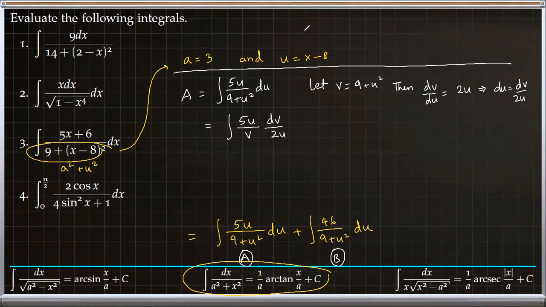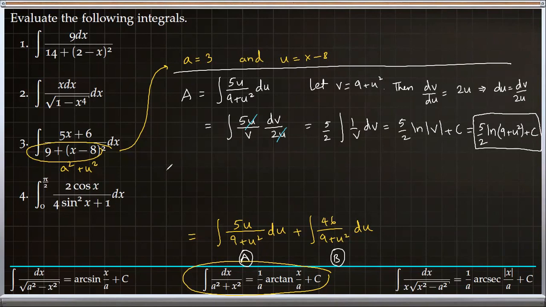Okay. So we can cancel out u from top and bottom. Then we are left with 5 by 2 integral of 1 by v dv. So this is 5 by 2 natural log of absolute value of v plus constant. And v is simply 9 plus u squared. So this will be 5 by 2 natural log of 9 plus u squared, and 9 plus u squared is always positive, so I don't need those absolute value signs, plus constant. So we get this one from A, and we need to do B also.